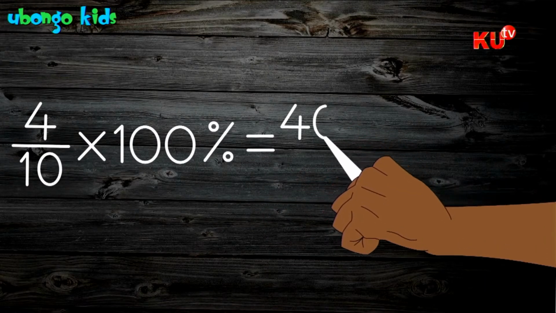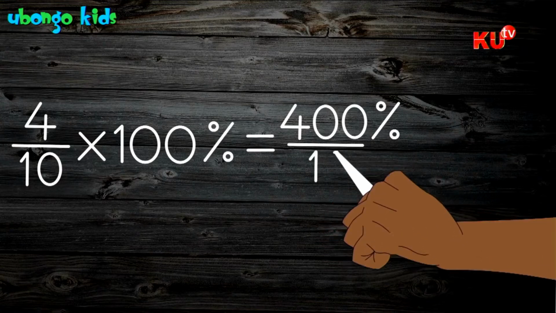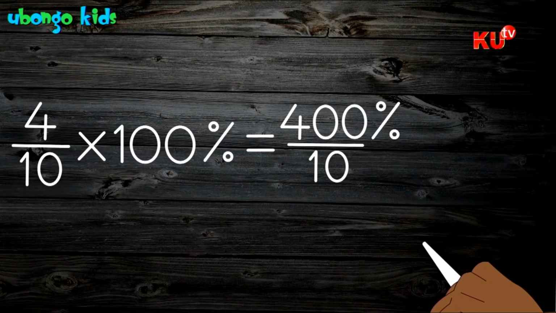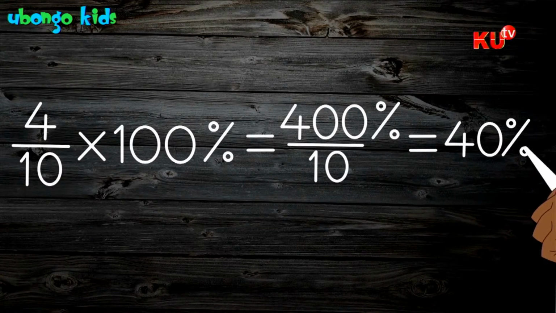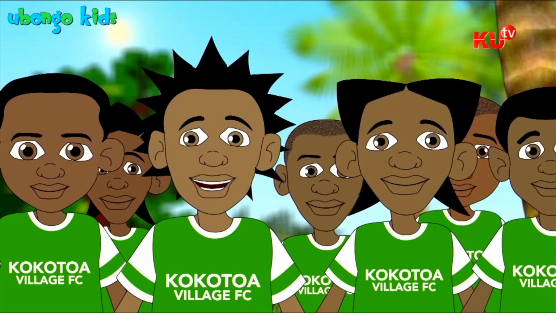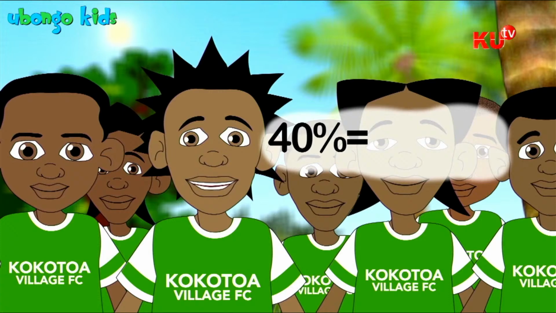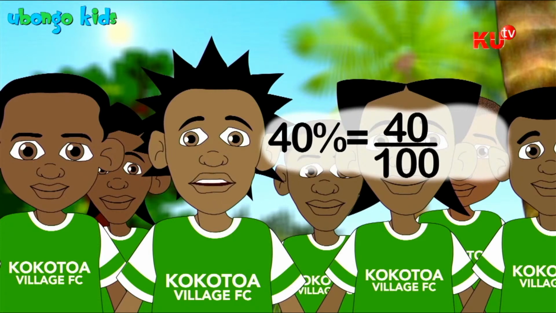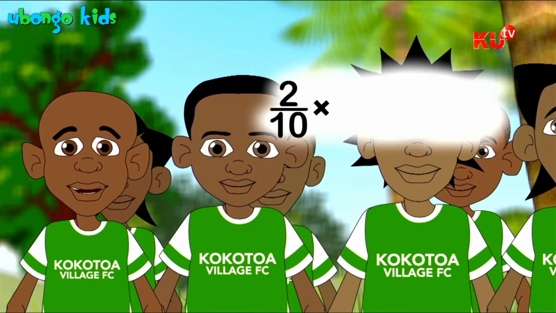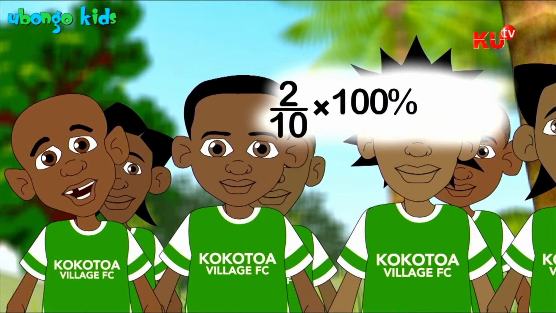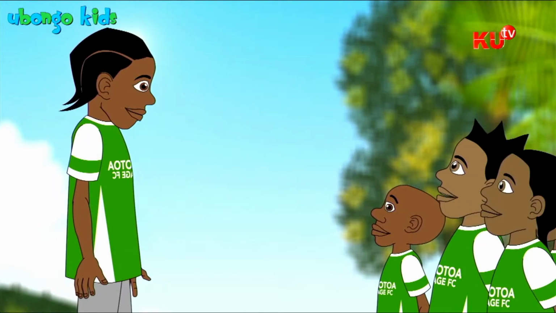So here we have 4 times 100% over 10, which is 400% over 10. What's 400 divided by 10? It's 40. So, 40%. You see? That 40% just means 40 out of 100, which is the same thing as 4 out of 10. I understand. So Amani got 2 votes out of 10. If I multiply that by 100%, 2 over 10, we get 20%. Cool. But what do we do now? Koba and I both got 40%.